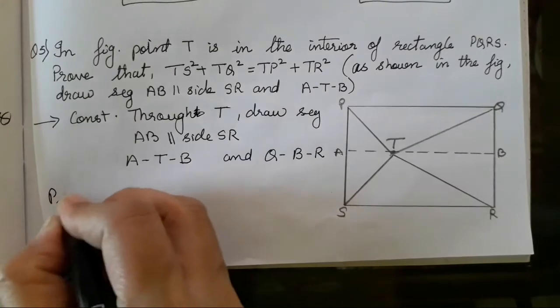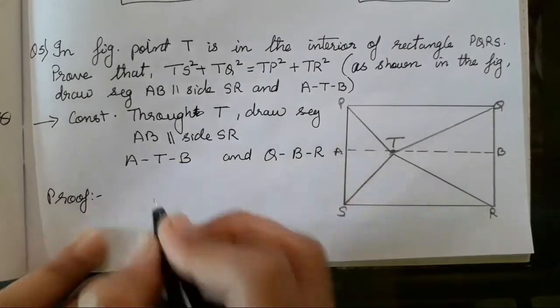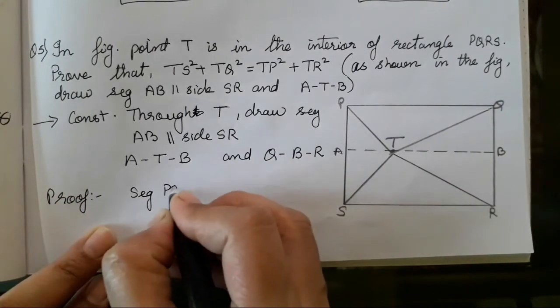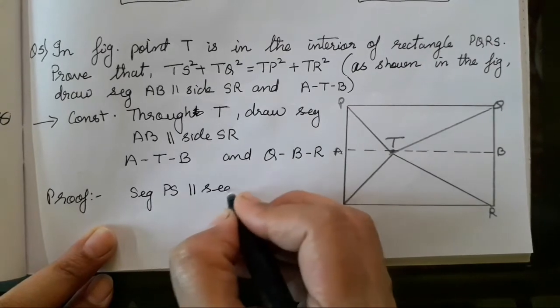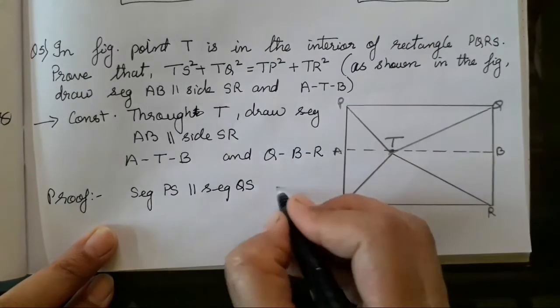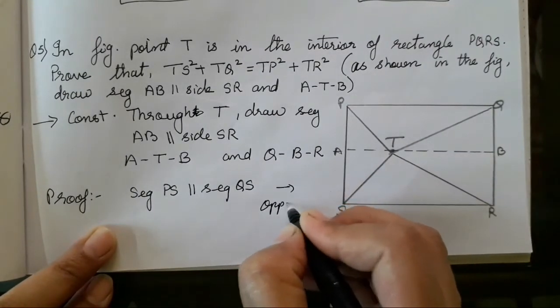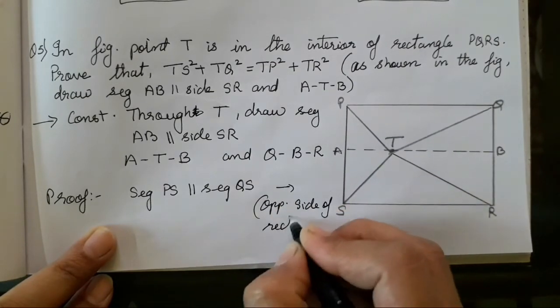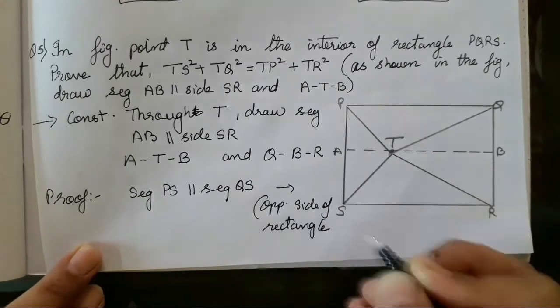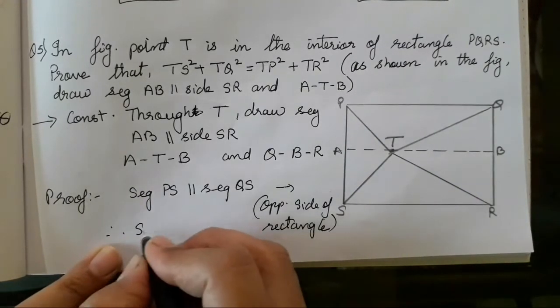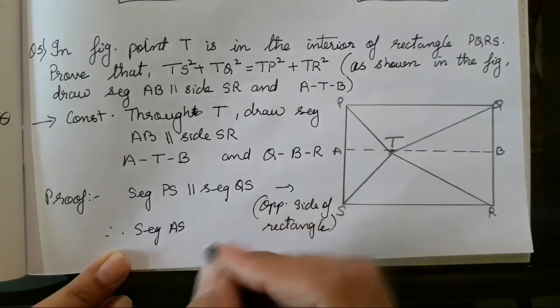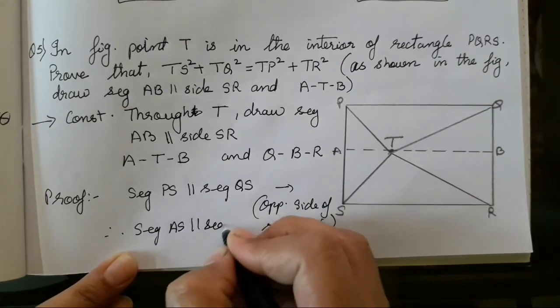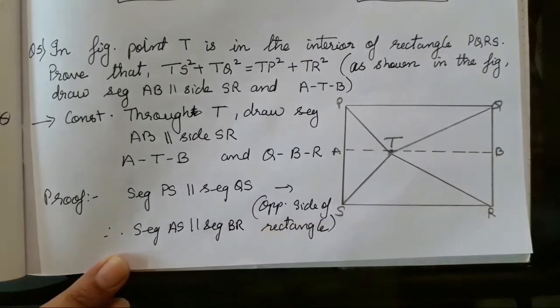Now, proof: segment PS parallel to segment QR, reason: opposite sides of rectangle. Therefore, segment AS parallel to segment BR.